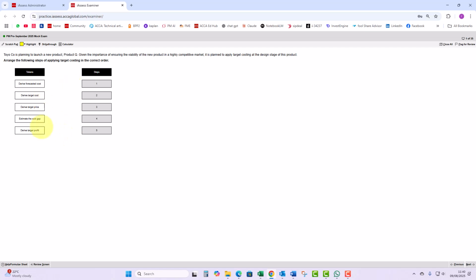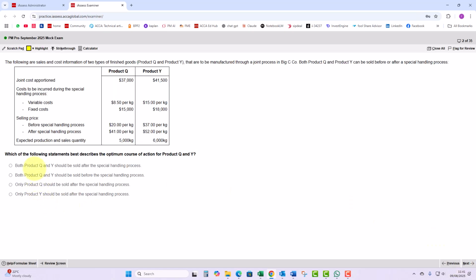Because we're looking at target costing, the first thing is always to derive the target price, and the last thing is to estimate the cost gap. Once we've got our target price, that's when we can work out our target profit. From that we can calculate our target cost, and then we compare that to the forecasted cost in order to estimate the cost gap.